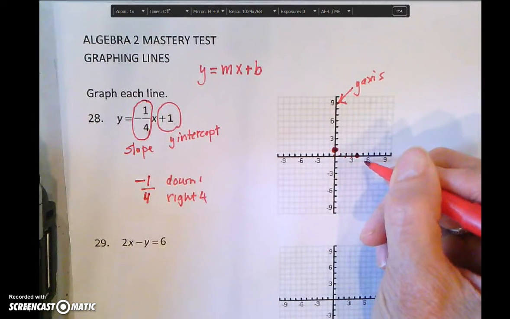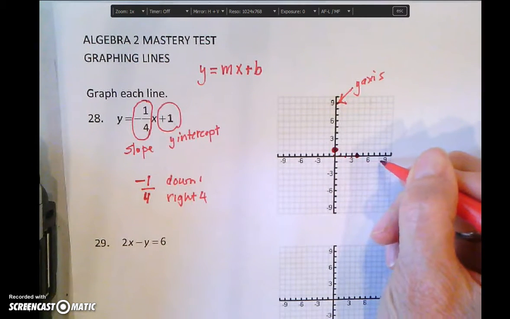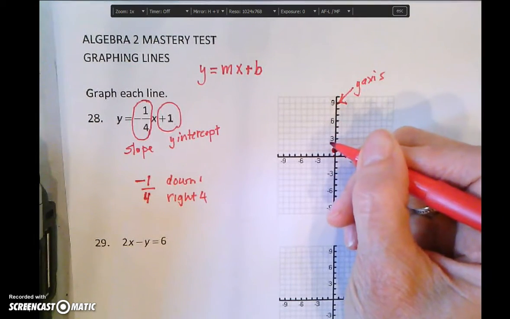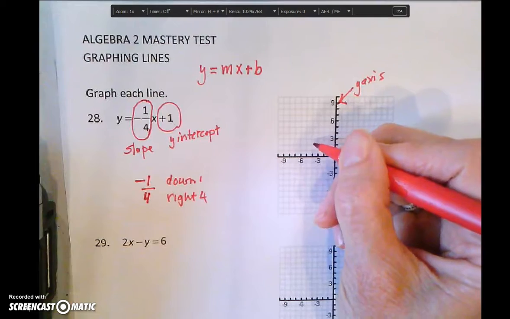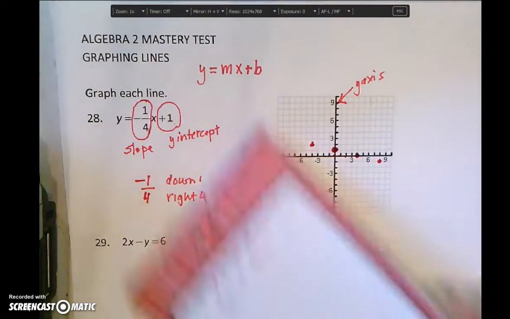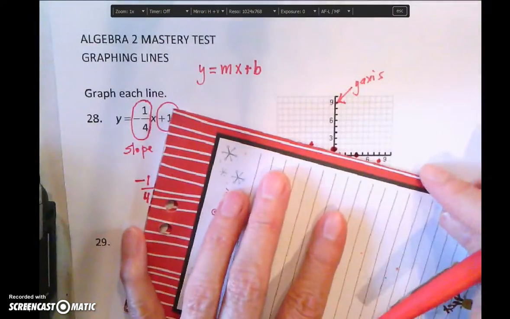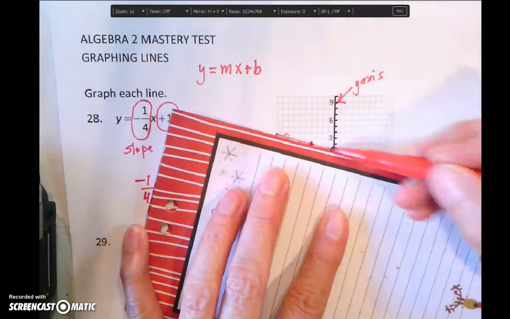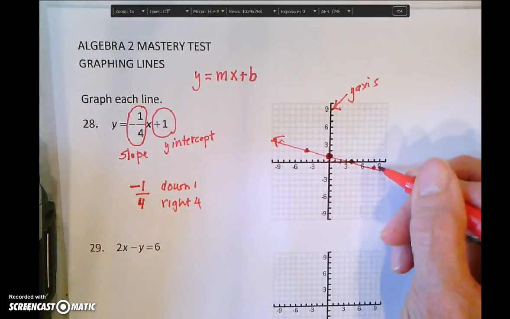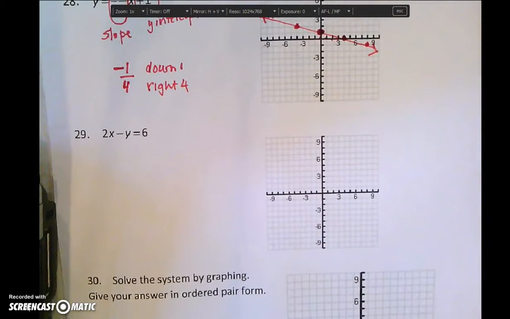Down 1, to the right 1, 2, 3, 4. And you can do a few points, but this one would be up 1 and back 1, 2, 3, 4, also negative. And then you'll connect that and make your line right there through those points. So go all the way to the edges. All right, so now what about when we don't have it solved for y?